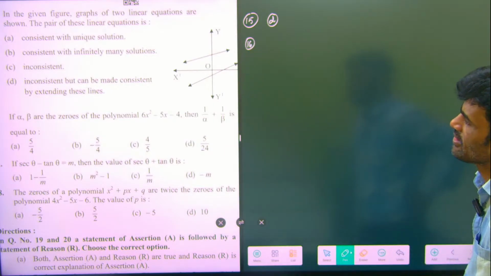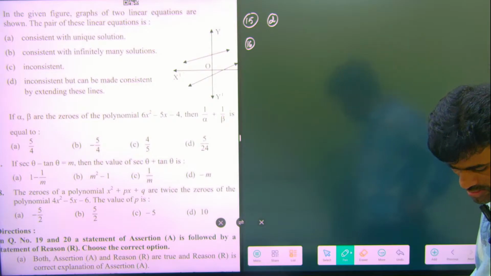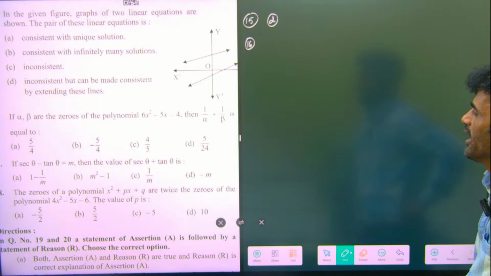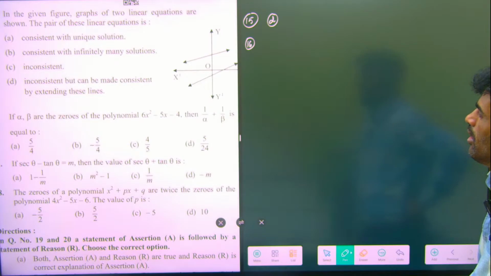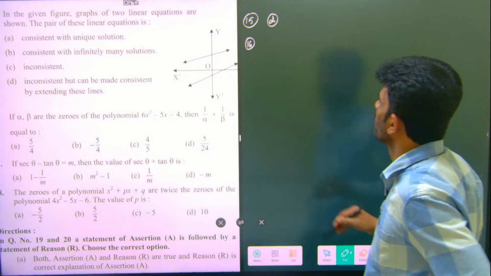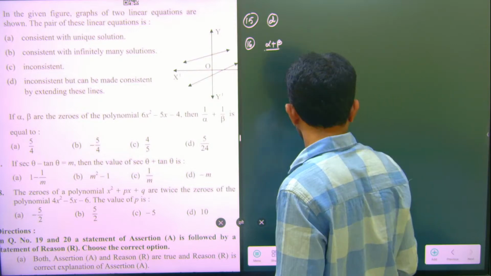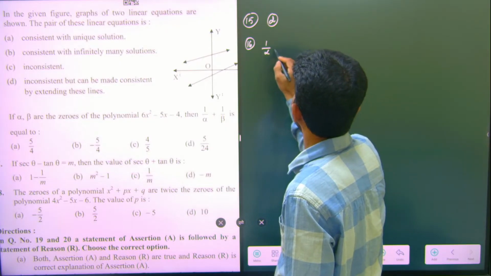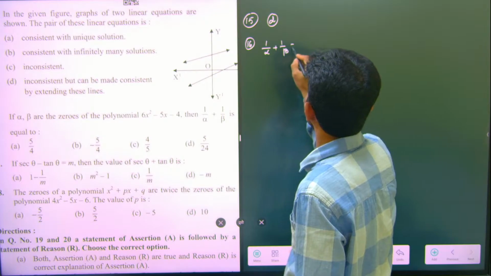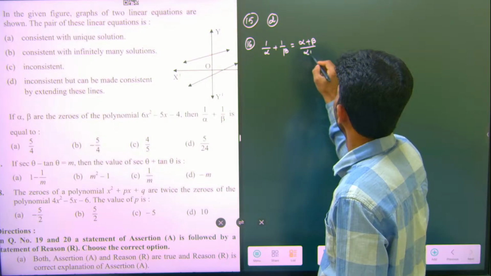So now question number 16. Yesterday I told you whenever they ask you 1 by alpha plus 1 by beta, you can use one more direct formula. Another direct formula: alpha plus beta by alpha into beta. Question is given here, 1 by alpha plus 1 by beta. Whenever it is given like this, it is alpha plus beta by alpha beta.